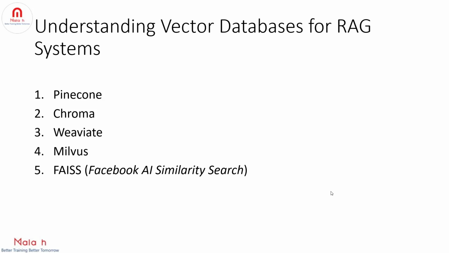So let's try to understand the vector databases that we have for building the RAG systems. In RAG, as we learned in the previous lecture, we need a vector database to store our embeddings. That is why we have different kinds of vector databases. We have Pinecone, Chroma database, which we have already seen in the project, and Weaviate and Milvus and Facebook AI Similarity Search, also known as FAISS. So we have different kinds of vector databases available. Let's learn one by one.